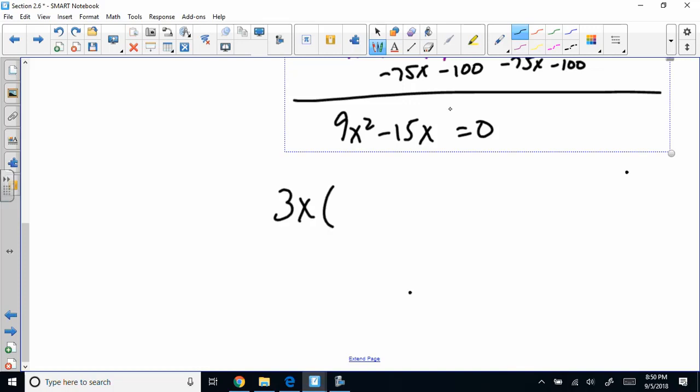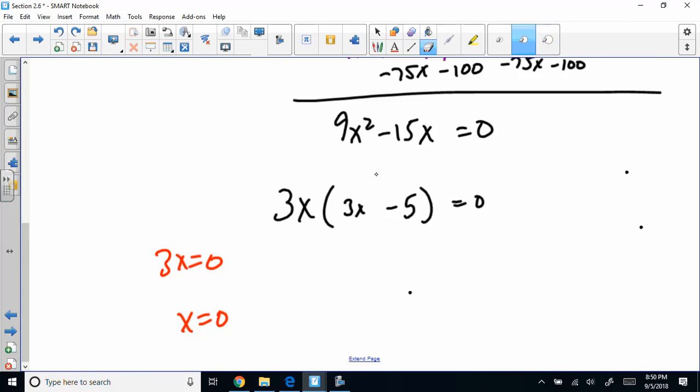So that leaves me with 3x times the quantity 3x minus 5 equals 0. So I have two factors, right? 3x equals 0, so x equals 0. Oh, sorry, I rewrote something wrong. Thank you for the catch. Anytime you have a quadratic term and a linear term, guaranteed one of your roots, your solutions, is going to be 0. You can bet on it.